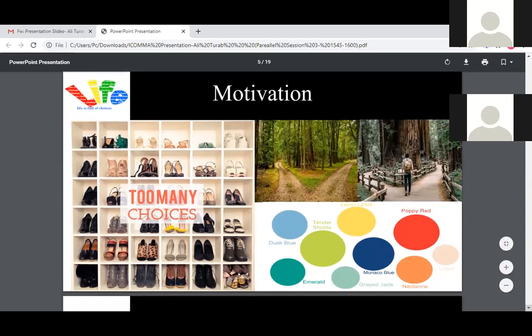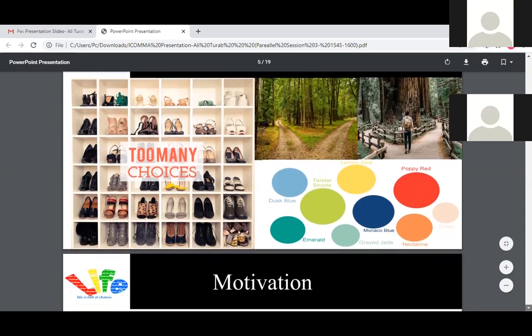So it means that we have to tackle a lot of choices in our life. For example, we have a lot of shoes, so we can pick any of them. We have many choices, even in colors as well. Each person has different choices. For example, if I like red, maybe another person likes a different color like black. So choices differ from person to person. It's up to the person, personal choices.